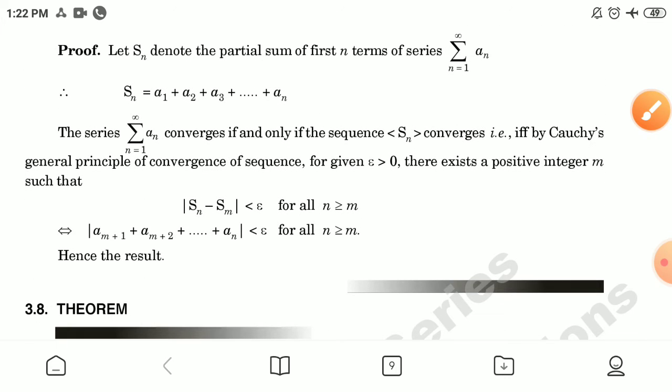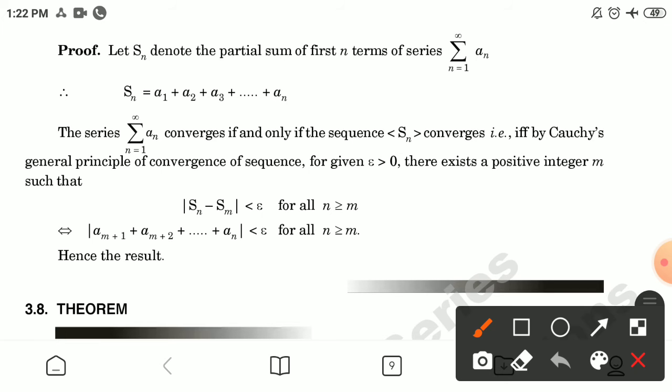Now for the proof, let Sn denote the partial sum of first n terms of the series summation an. Therefore Sn is the sum of first n terms. The series an converges if and only if the sequence Sn converges, that is, if and only if, by Cauchy's general principle of convergence of sequence, for given epsilon greater than 0 there exists a positive integer m such that the modulus of Sn minus Sm is less than epsilon for all n greater than or equal to m. This implies, correspondingly, the modulus of am plus 1 plus am plus 2 plus so on plus an is less than epsilon for all n greater than or equal to m. Hence the result.